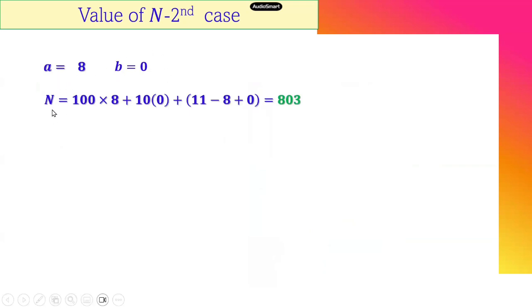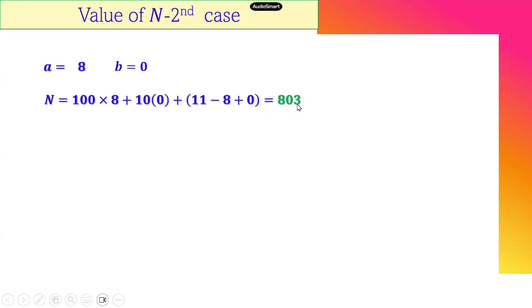So this will give us n is equal 100 multiply 8 plus 10 multiply 0 plus 11 minus a plus b, so 11 minus 8 plus b. So if you simplify, this is equal 803. So we have two numbers, one is 550 and another one is 803. And if you want to verify it, then you can just verify this way.